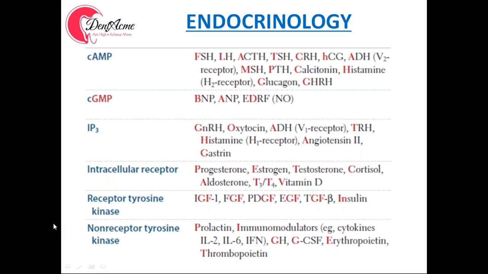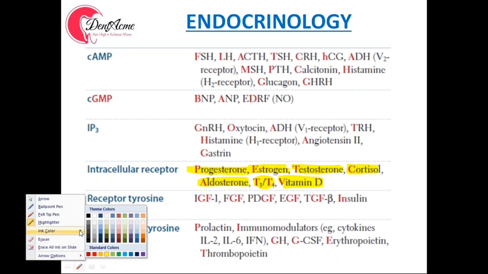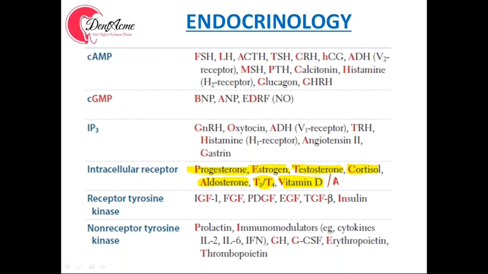We have just talked about how all the steroid hormones act via cytoplasmic or nuclear receptors. So what are the various steroid hormones? The adrenocortical hormones, that is the glucocorticoids and the mineralocorticoids. Glucocorticoid mainly is cortisol, mineralocorticoid is aldosterone, then the sex steroids: testosterone, estrogens, progesterone, the thyroid hormones T3 and T4, and vitamin D. You can also add vitamin A. All these act via intracellular receptors.